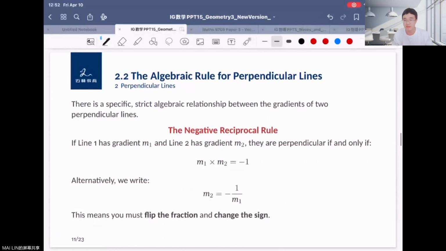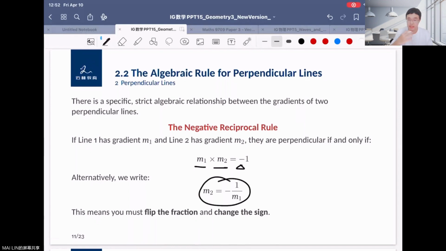You can also draw some other graphs, for example one line with gradient equal to 2, and find the other gradient. After you draw many examples, you can find they obey the law that the two gradients multiplied, m1 times m2, equal -1. You can also write m2 equals -1 over m1. That is the basic algebraic rule for this.